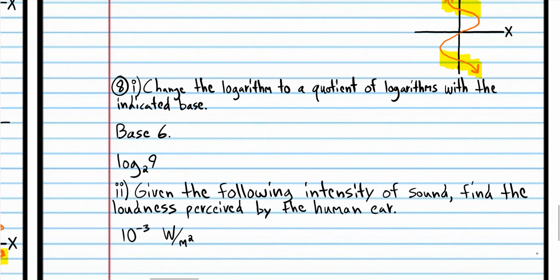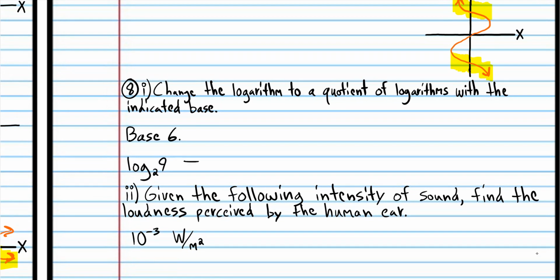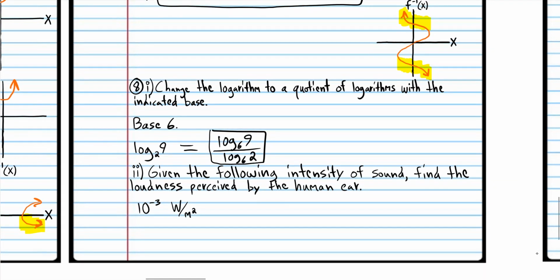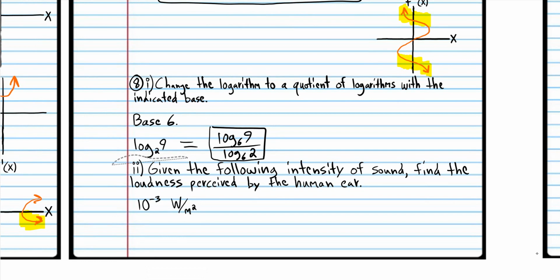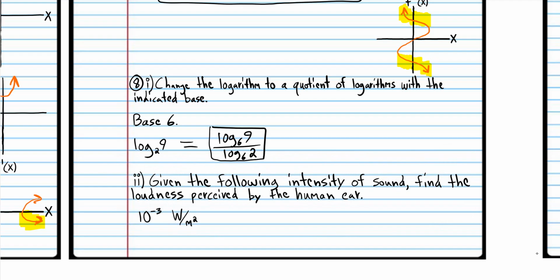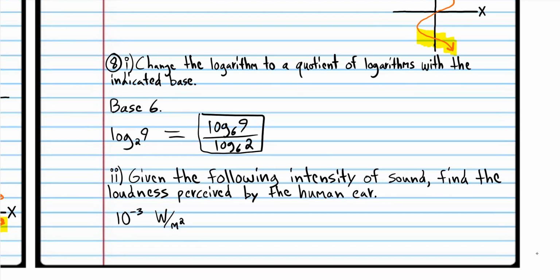Alright, we're back. So we're just going to use the change of base formula. So we have log base 6. We're going to choose base 6 because that's the base they tell us to use. Log base 6 of 9 over log base 6 of 2. And that's the answer. So we're done with that one. It doesn't even tell us to calculate. We don't even have to calculate the value of the logarithm. We're just trying to show that we can write it as an expression with base 6 logarithms.